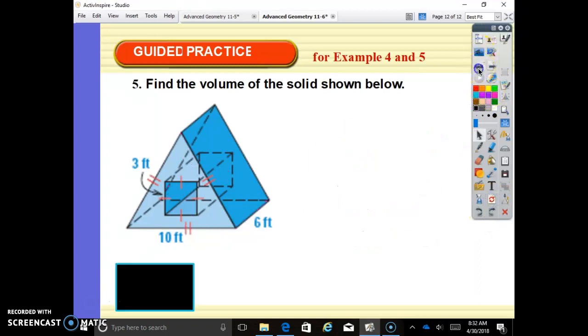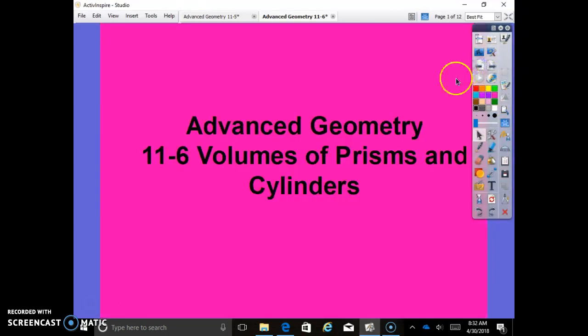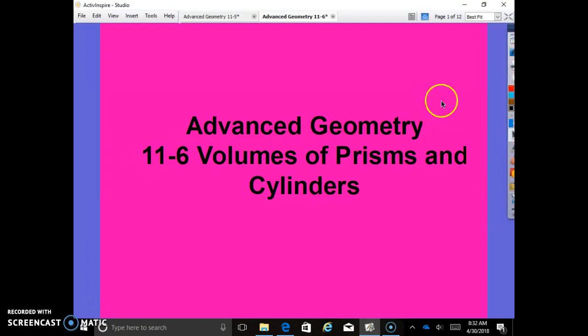And that is everything on our lesson on 11.6, volumes of prisms and cylinders.